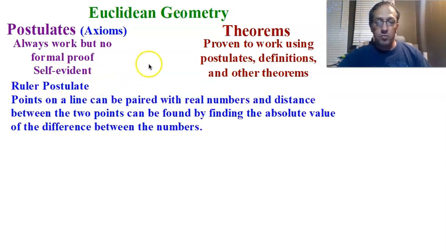For example, the Ruler Postulate. Points on a line can be paired with real numbers, and distance between the 2 points can be found by finding the absolute value of the difference between the numbers. Okay, that's lots of math talk. Great. What does that mean?